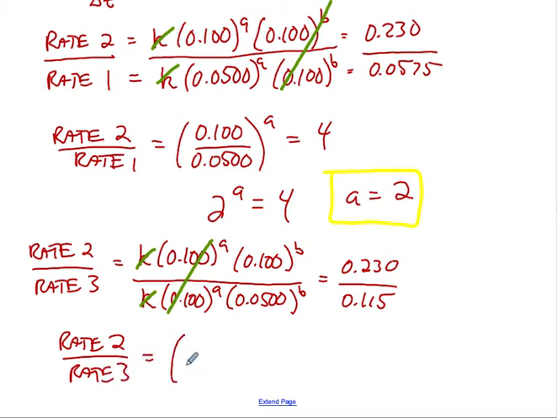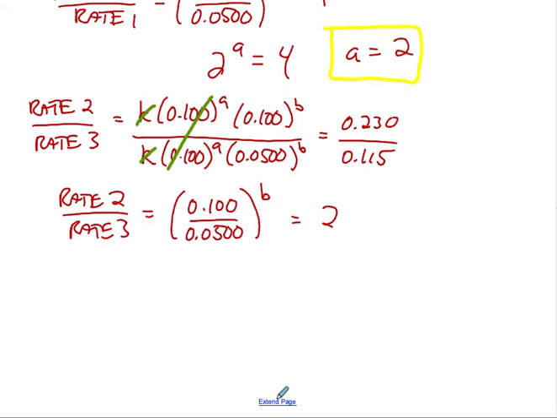is equal to 0.100 over 0.0500 to the B power, which is equal to 2. What's inside the parentheses is 2. 2 to the B is equal to 2. So that lets me deduce that B, the order with respect to hydroxide, is 1. Okay, so I've got my orders, and now the last thing to do is to solve for the numerical value of the rate constant.